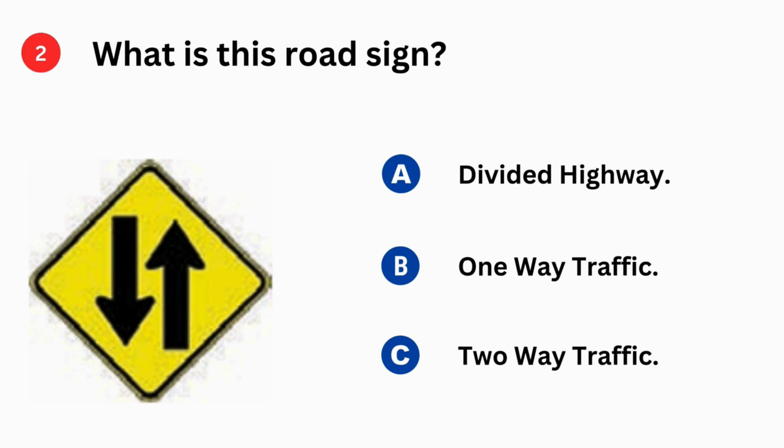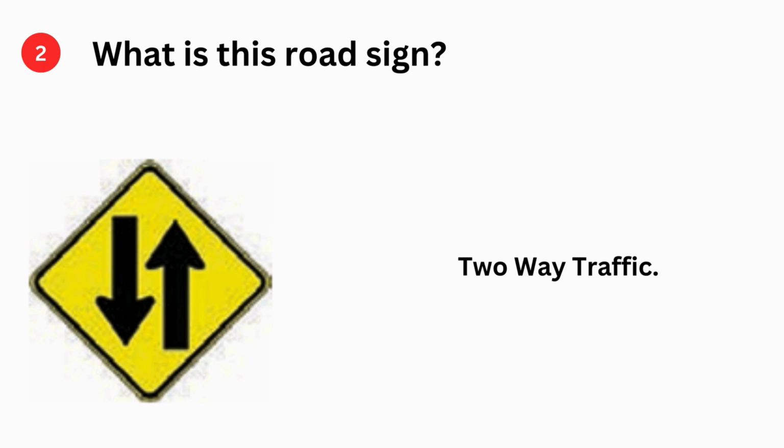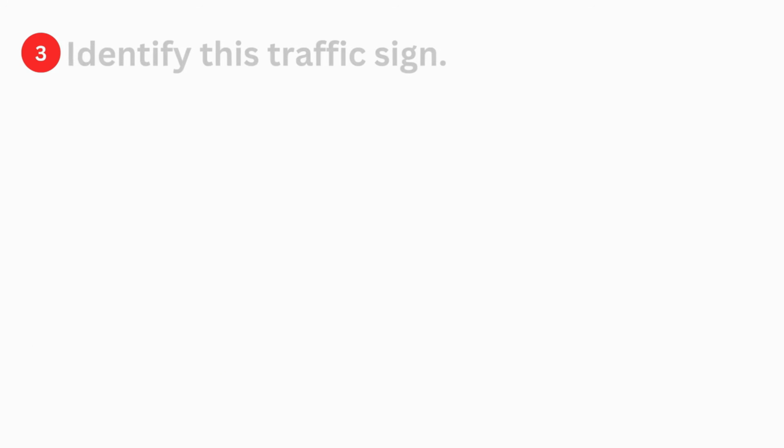What is this road sign? A. Divided highway. B. One-way traffic. C. Two-way traffic. Excellent! It is the two-way traffic sign.